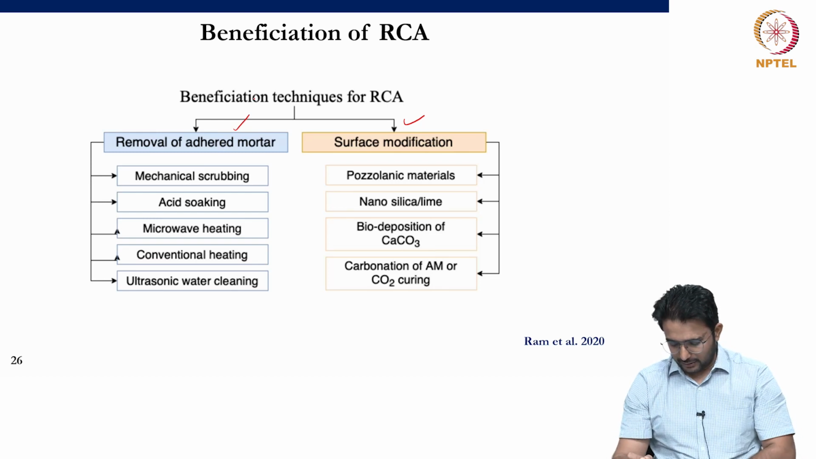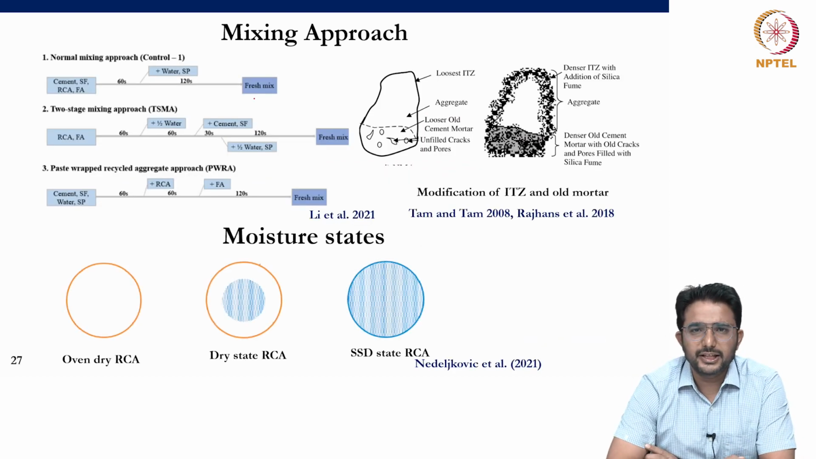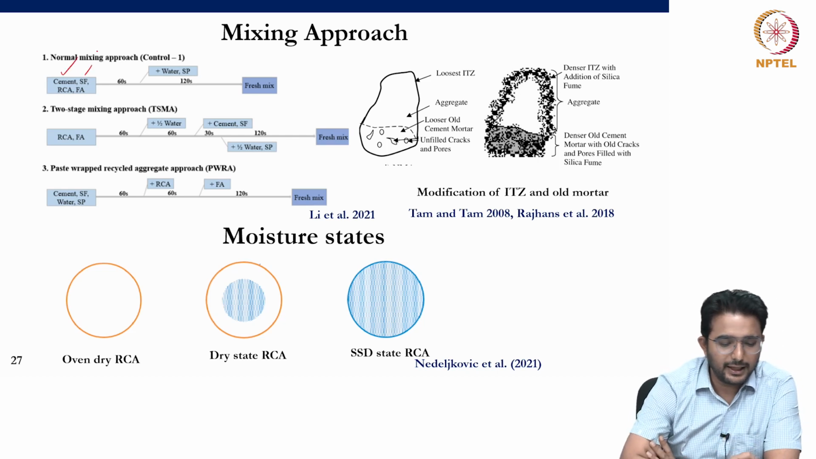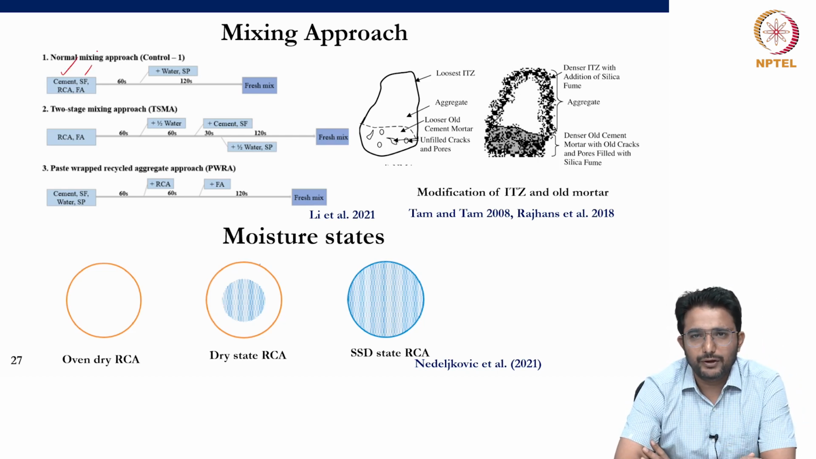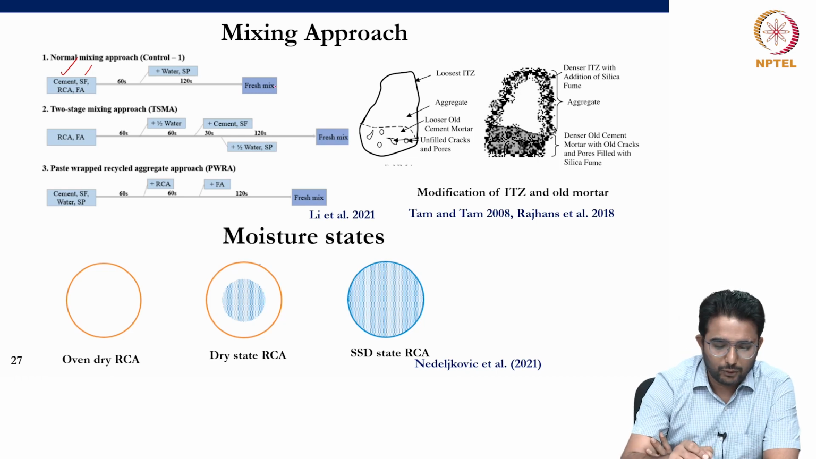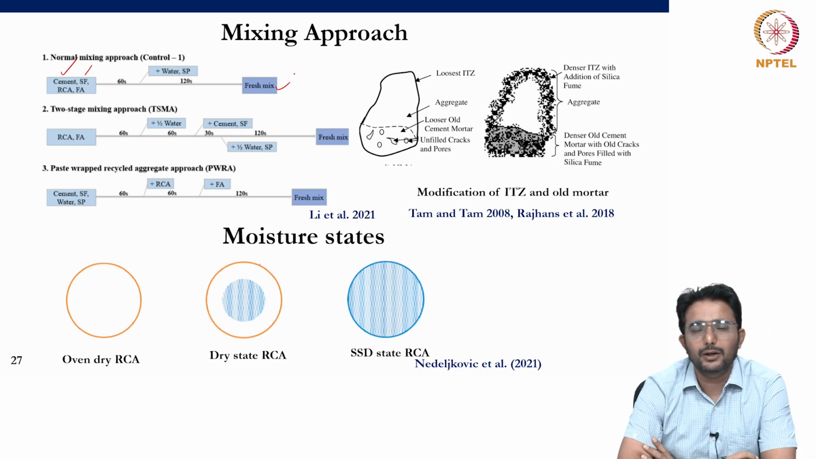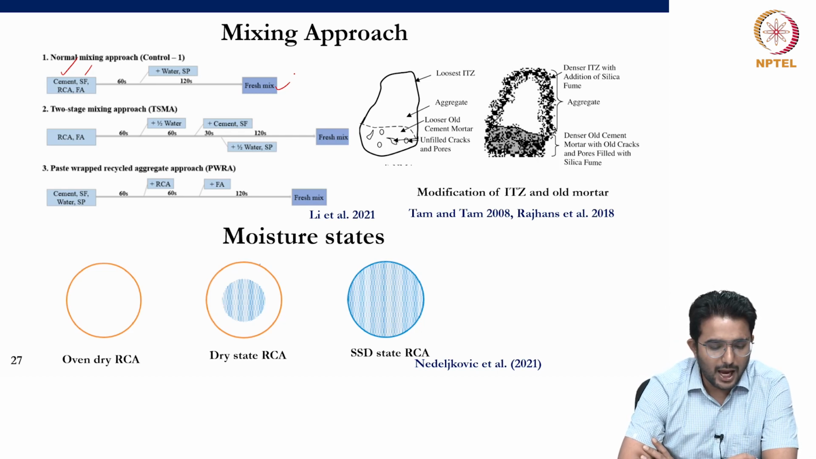For example, changing the mixing approach. So normally what happens is we place the coarse aggregate, fine aggregate, everything together, and then we feed the water, and then the concrete will be produced. But since these recycled concrete aggregates are highly porous, and we know the total absorption by the recycled concrete aggregate will be taking some time.